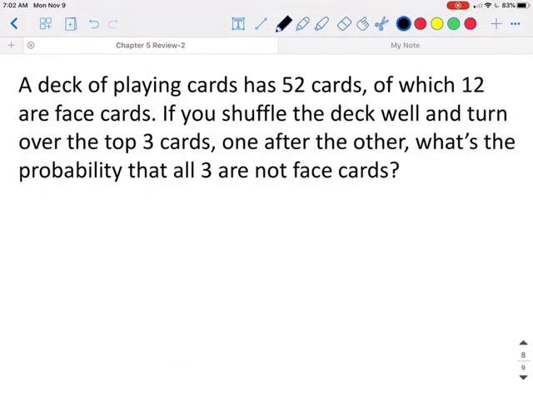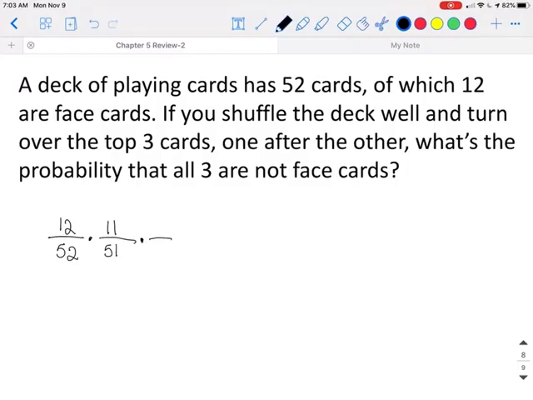A deck of playing cards has 52 cards, of which 12 are face cards. If you shuffle the deck well and turn over the top 3 cards one after the other, what's the probability that all 3 are not face cards? So we know there are 52 cards in the deck, and of those, 12 are face cards. If we flip one card over, we now only have 51 left in the deck. And if the first one we flip over is a face card, we know that there's only 11 left in the deck that are face cards.